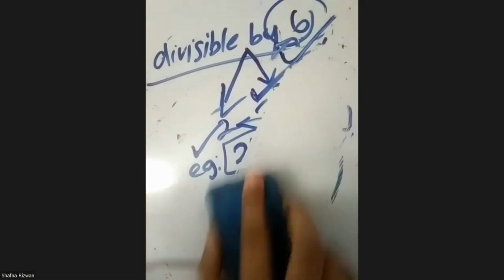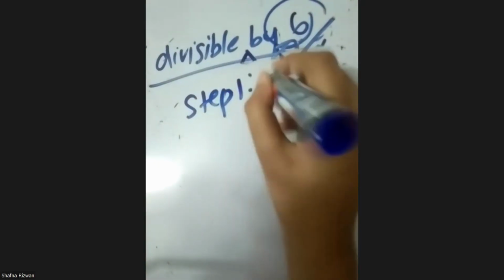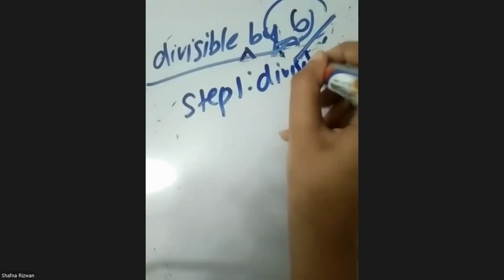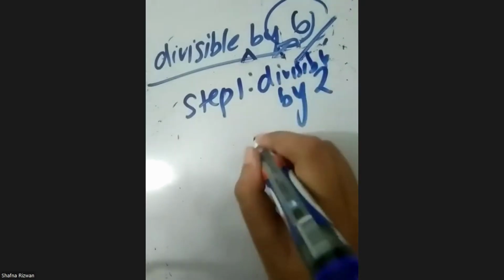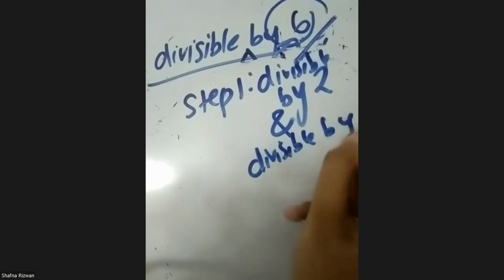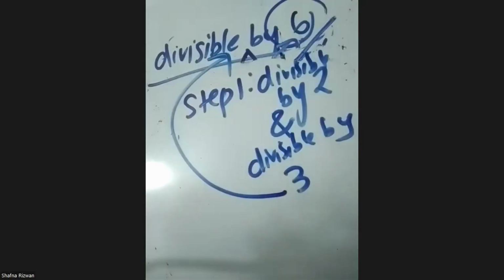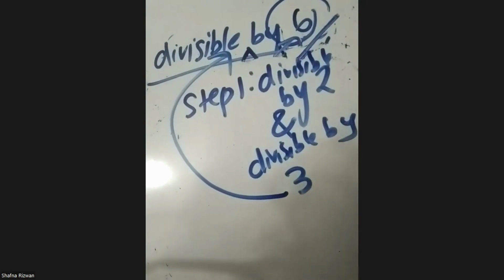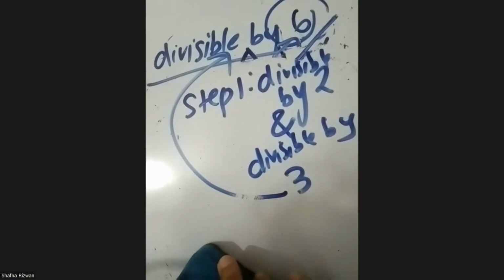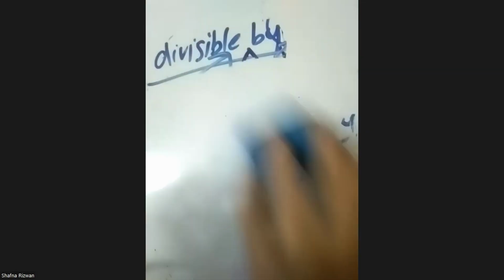Whenever you take a number, to check whether it is divisible by 6, what should you all know? The first step is that it should be divisible by number 2 and it should be divisible by number 3. Then only it will automatically become divisible by number 6. Okay guys, did you all understand? Yes, okay. Now let's go to the last part of this chapter.